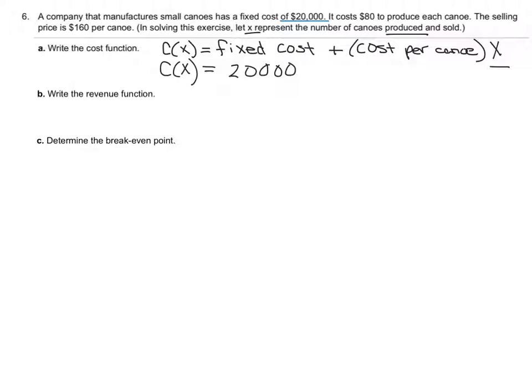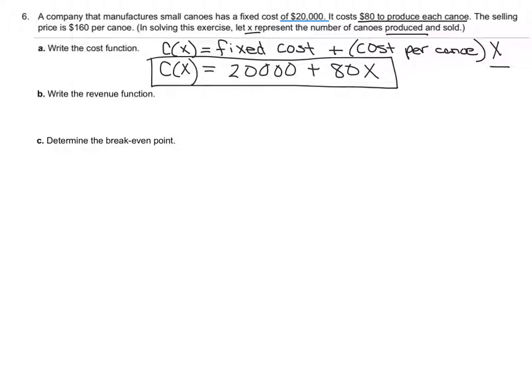Now the cost per canoe is $80 to produce. So since this is the cost function, this will be 80 times X. So my entire cost function is C of X equals $20,000 plus 80 times X.